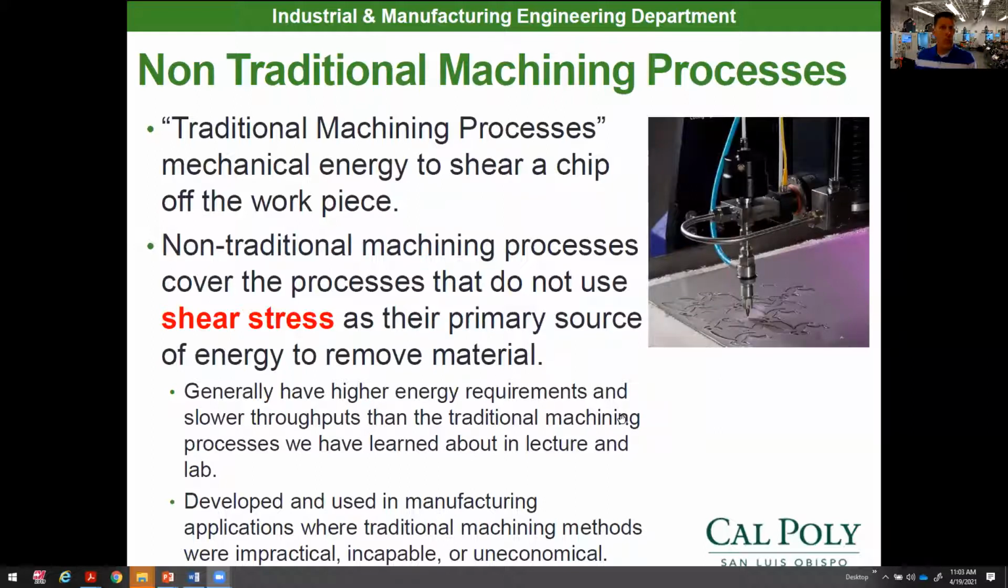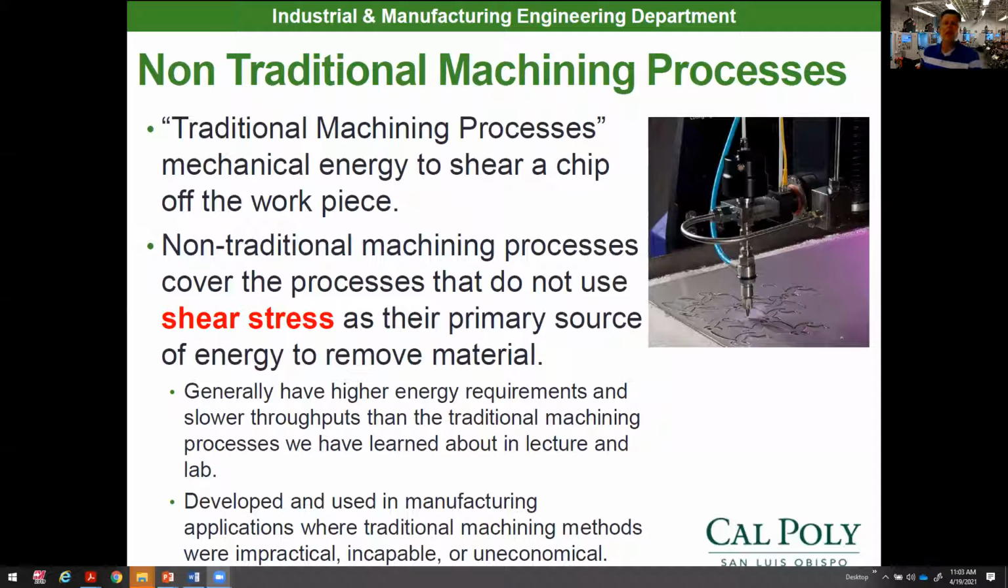Those non-traditional processes are going to use other types of energy. The traditional machining processes removed material by shearing a chip off the workpiece, using shear stress as their primary source of energy. Now the non-traditional ones are going to use some other type of energy to create chips or to just remove material. Not in all cases are the chips going to be actual chips we can see. In some of these processes, we start to dissolve material atom by atom, and we'll talk about that a little bit today, but more so next class.